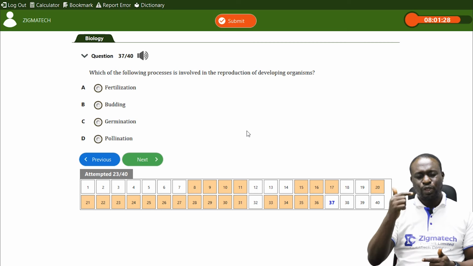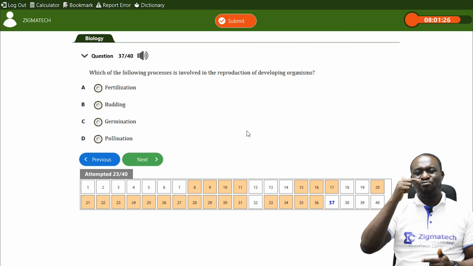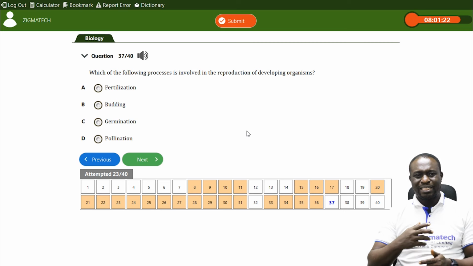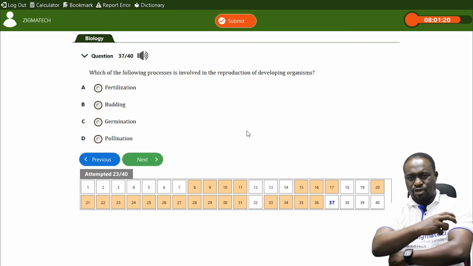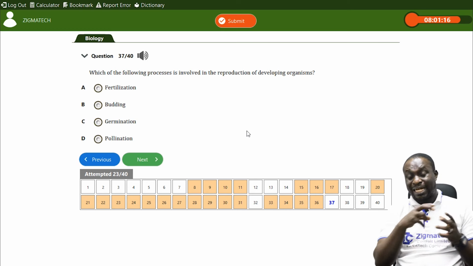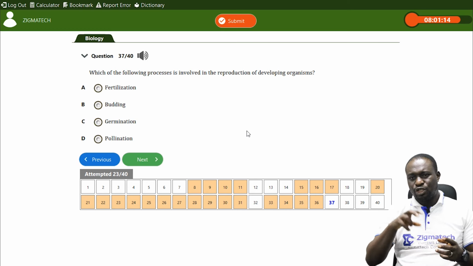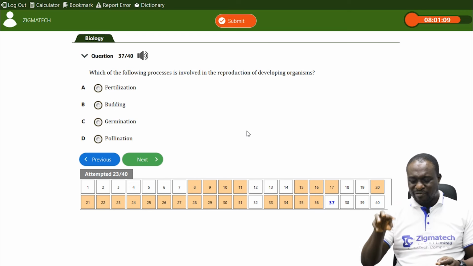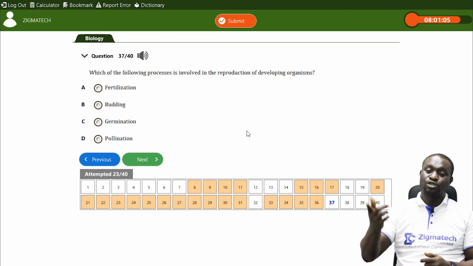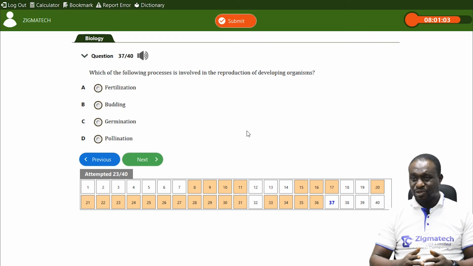Option B says budding. Budding is a type of asexual reproduction in which an organism has an outgrowth. So where there is an outgrowth from an organism which looks like the same organism, that outgrowth continues until it is fully formed, then it detaches. If it falls on a suitable environment, it grows out to become a living organism. So that is not a developing organism, okay?